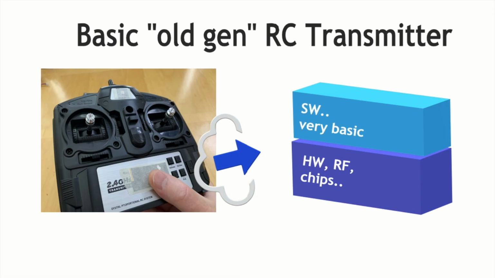So let's step back and take a look at a basic old generation RC transmitter, which can be visualized with having two component layers, hardware RF on the bottom with a basic software running to give us a basic transmitter here.